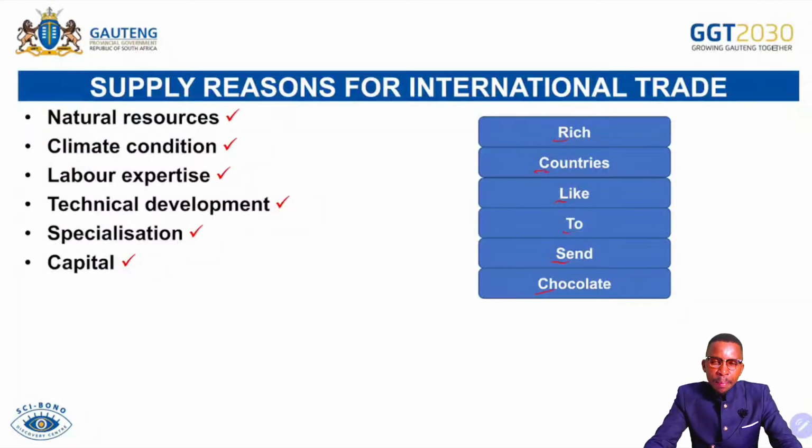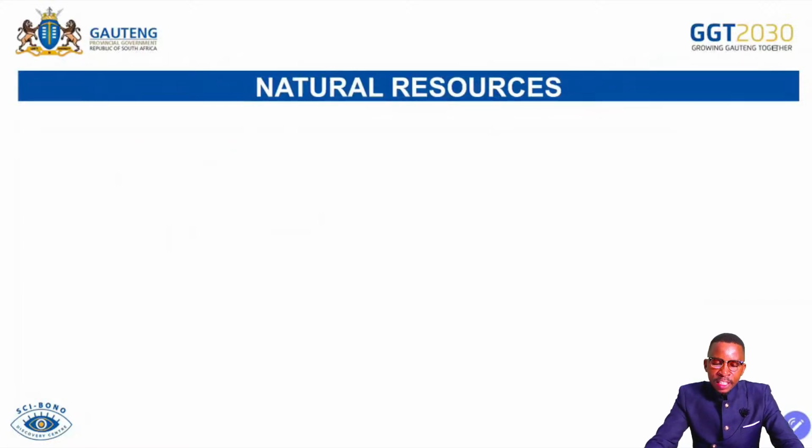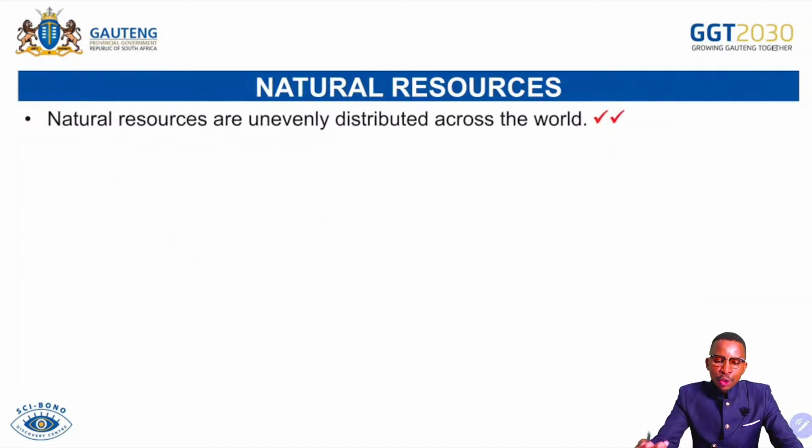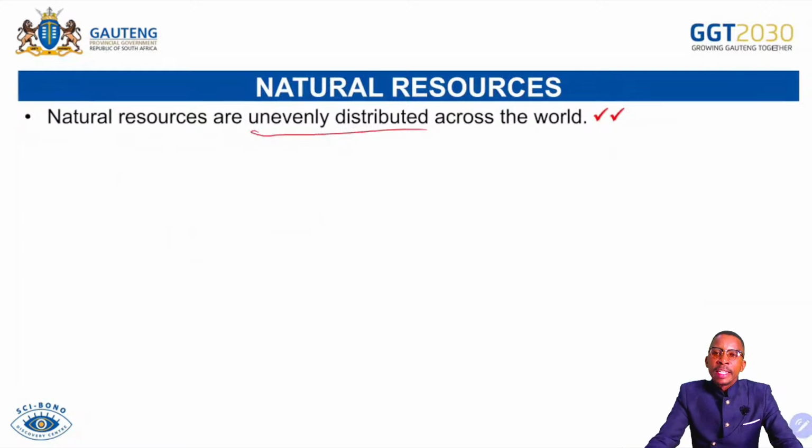So let's check the supply reasons for foreign trade. Here we are answering the question, why are we supplying other world countries with some goods and services? So the first thing is natural resources. You must be aware that natural resources are unequally distributed across the world. Some countries have more of a particular natural resource and others have less.